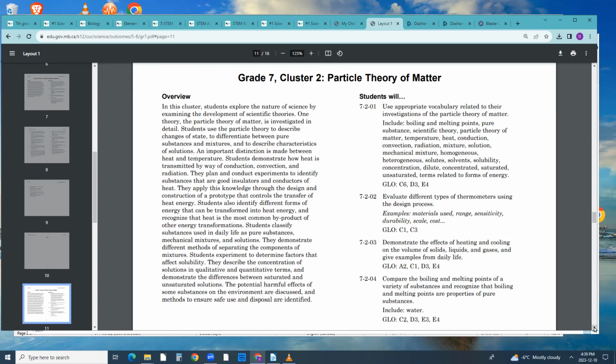Evaluate different types of thermometers using the design process. Examples: materials used, range, sensitivity, durability, scale, cost. Demonstrate the effects of heating and cooling on the volume of solids, liquids, and gases, and give examples from daily life. Compare the boiling and melting points of a variety of substances and recognize that boiling and melting points are properties of pure substances. Include water.